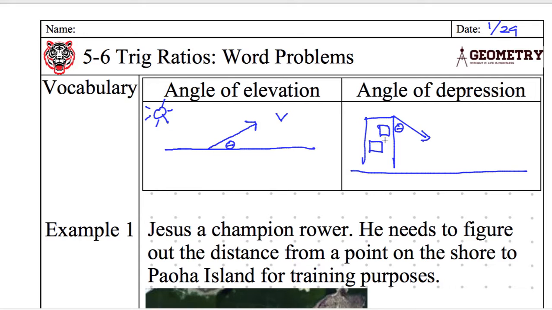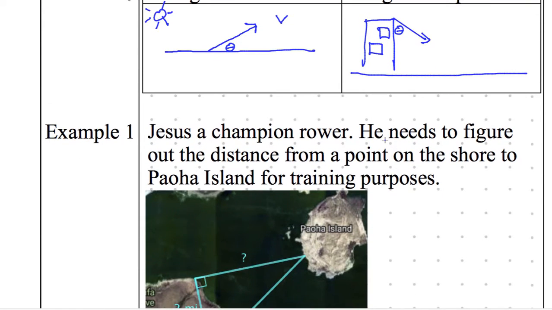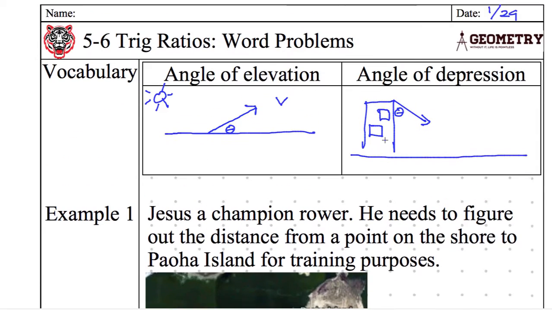So now you have a picture definition of elevation and depression. They will be used in a few of the word problems, although I think every single word problem has a picture, but just so you know, elevation is looking up, depression is looking down. I know, right? It matches what we think.